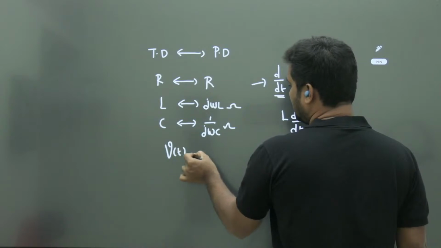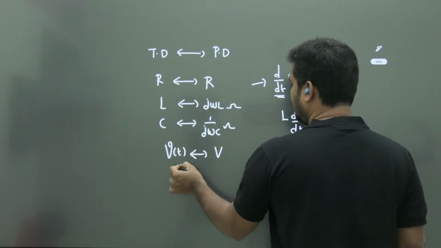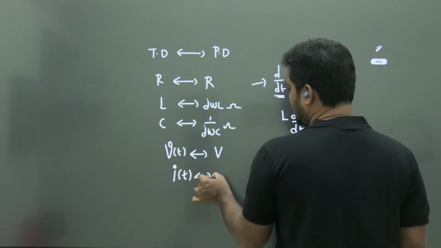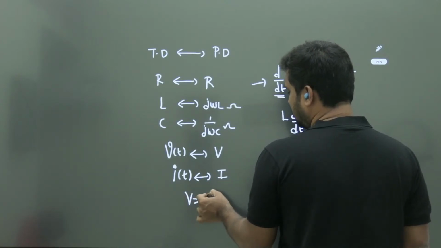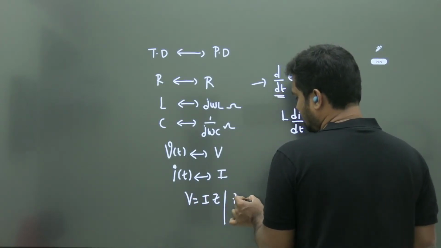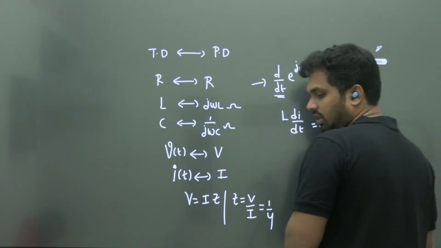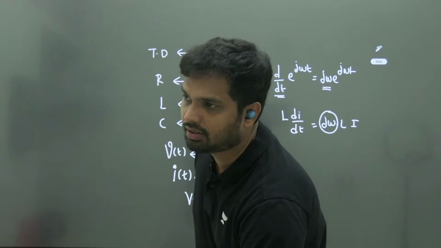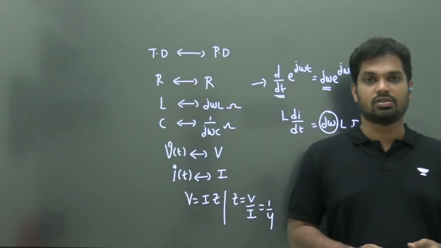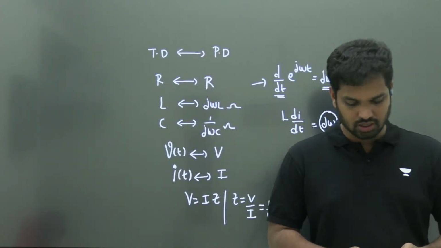If it is a voltage source, we replace it with V, if it is a current source, we replace it with I, and V equal to IZ or Z equal to V by I. Here also, like Laplace, we solve only by multiplication and division, no need of differentiation and integration.